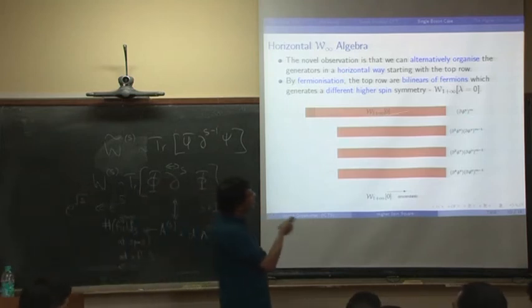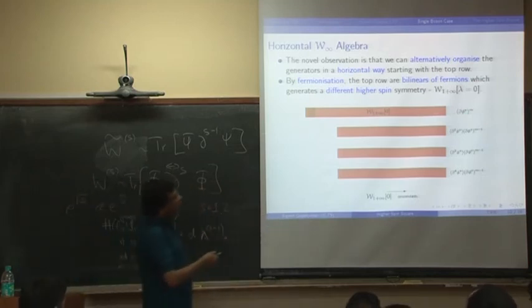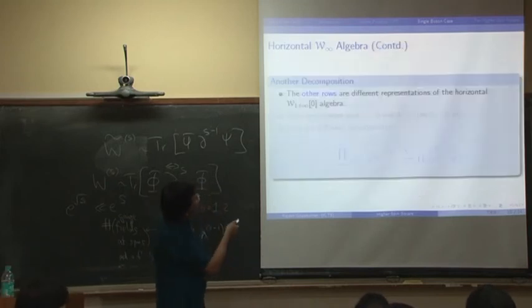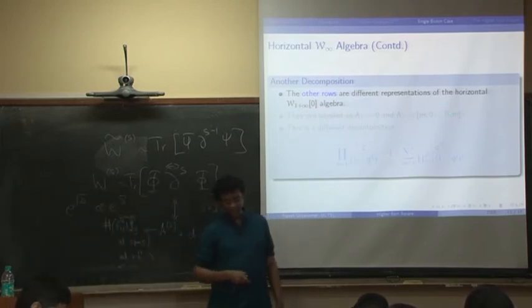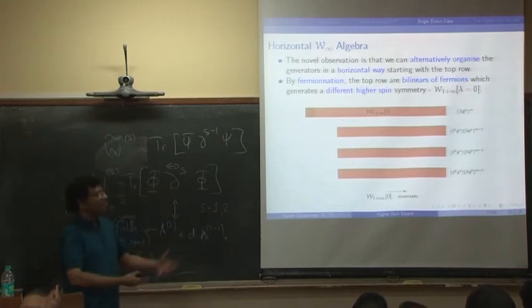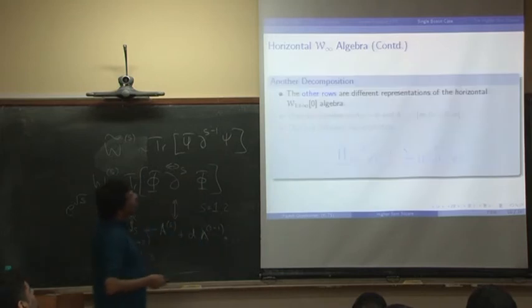So this thing also generates a higher spin symmetry. And the nice thing is, all the rest of the way you can slice it, the other rows are in different representations of this horizontal W infinity algebra. So each of these is not just some nice feature. It is a useful way to organize the rest of the generators in terms of different representations of this algebra. And in fact, you can write down what the representation is.